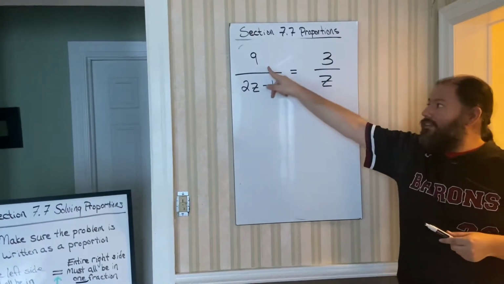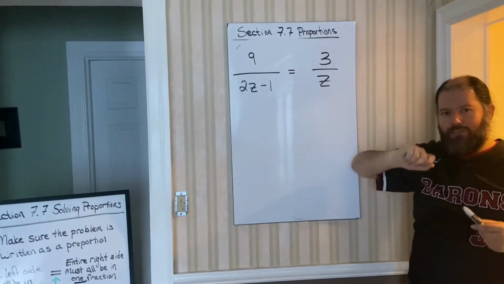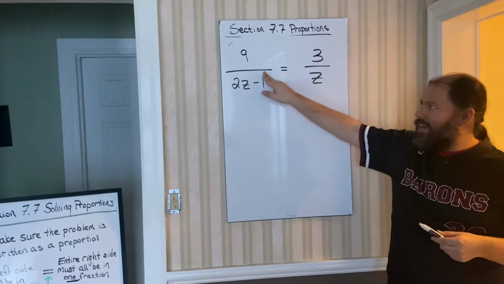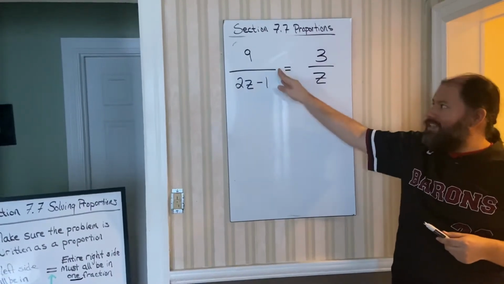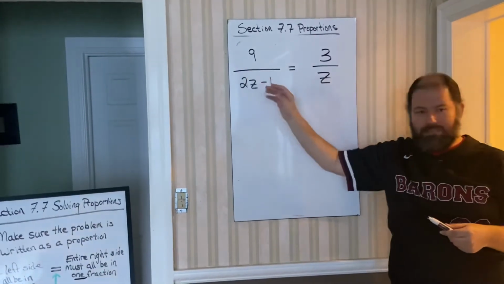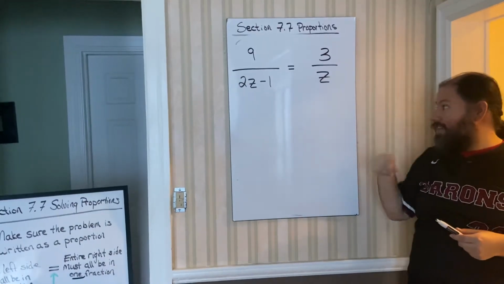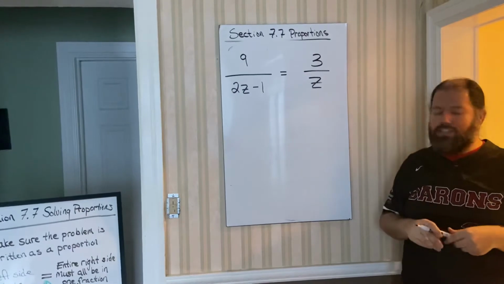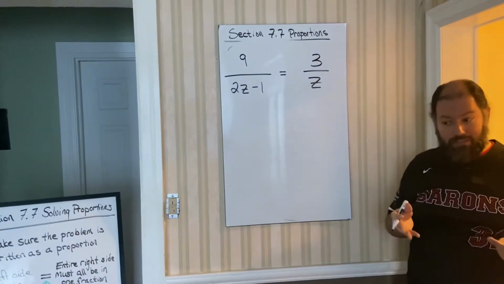So we have over here, one fraction. Everything is in that one fraction. See how the fraction bar, you got the top, you got the bottom. There's nothing on the outside of this fraction bar. So that's considered one fraction. This side is considered one fraction. And between the two fractions, you got an equal sign. So it meets the definition.